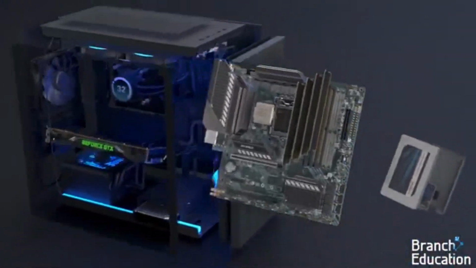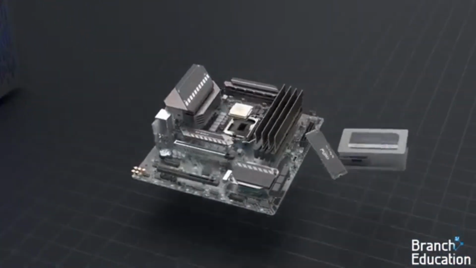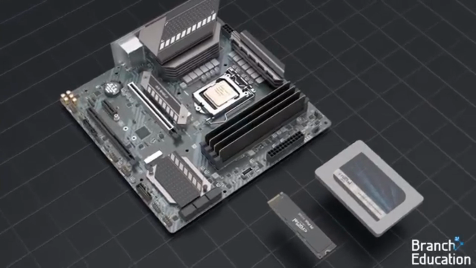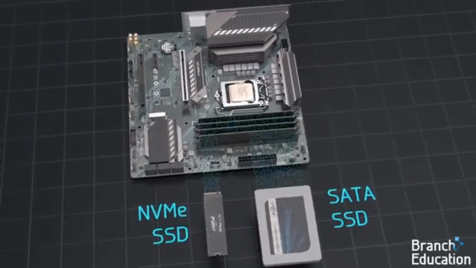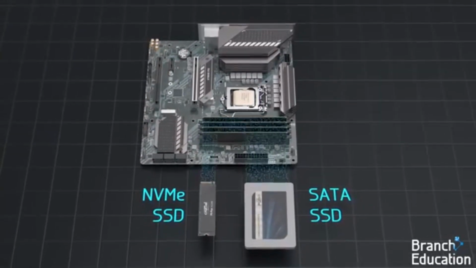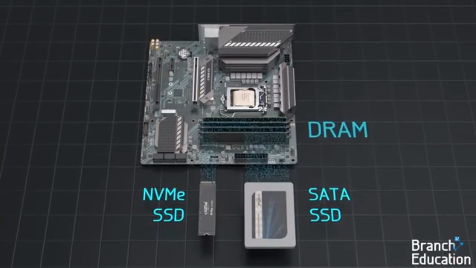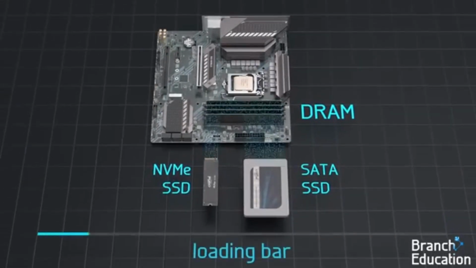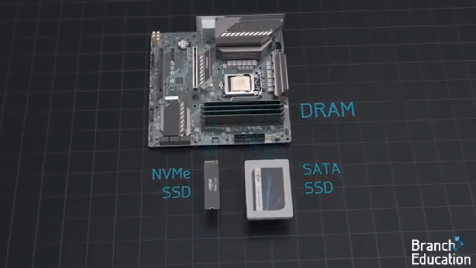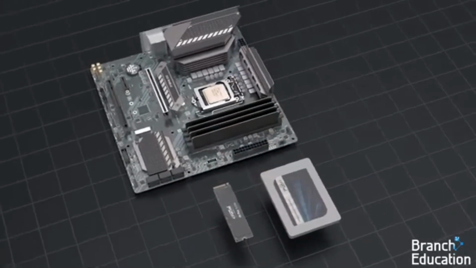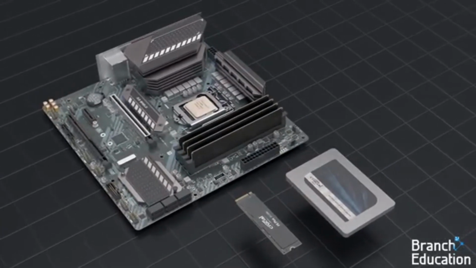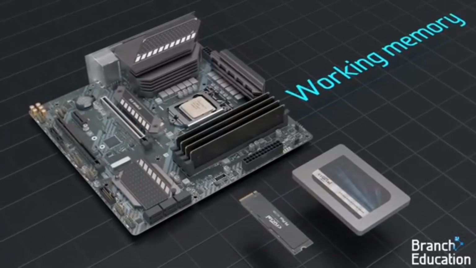An SSD stores all the programs and data for long-term storage, but when your computer wants to use that data, it has to first move the appropriate files into DRAM, which takes time, hence the loading bar. Because your CPU works only with data after it's been moved to DRAM, it's also called working memory or main memory.